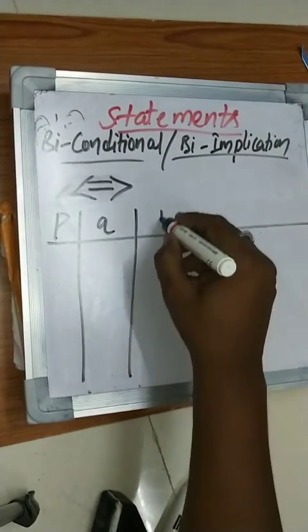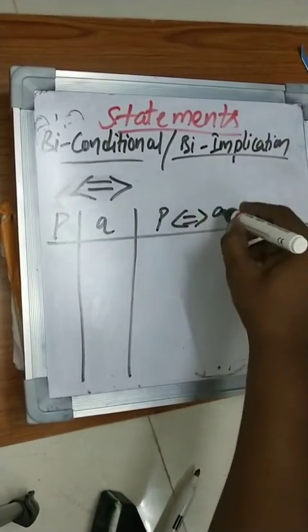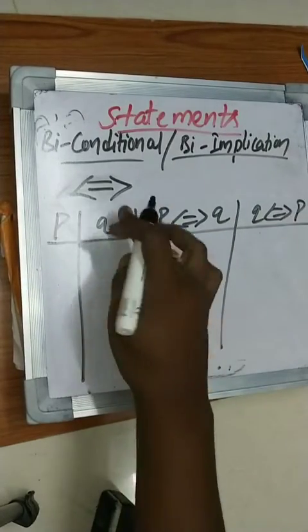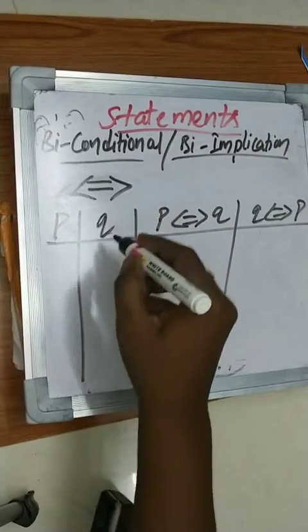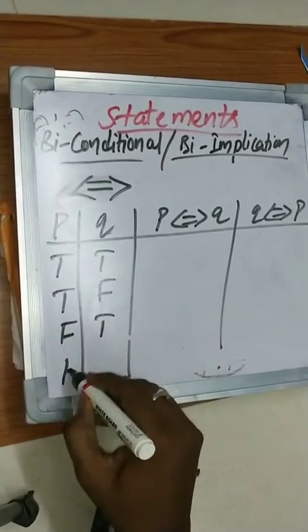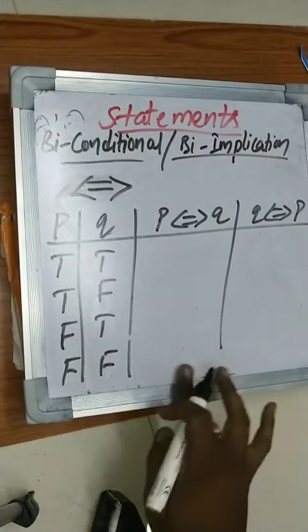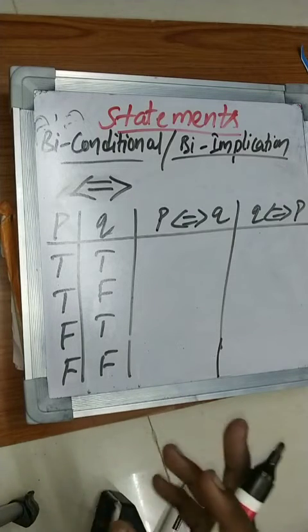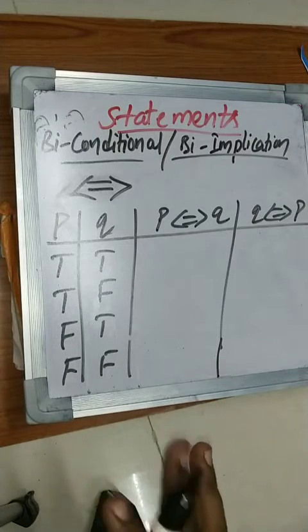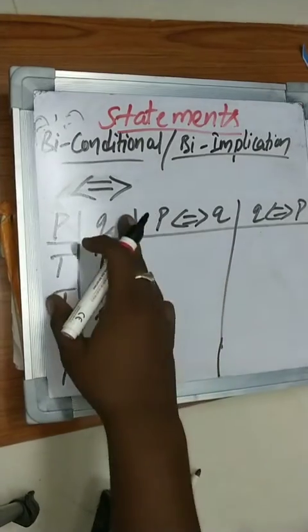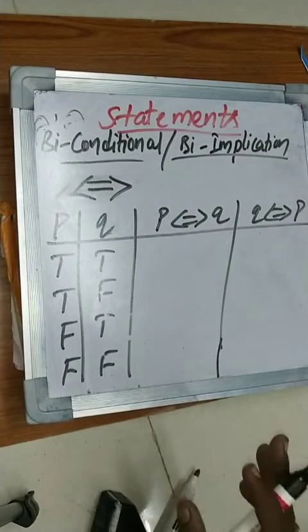P, Q, P double implies Q and Q double implies P. So TT, TF, FT, FF. What it is saying is that for the bi-conditional, when both the statements are either true or false, then only the truth value of the compound statement using bi-conditional will be true. Otherwise it will be false.